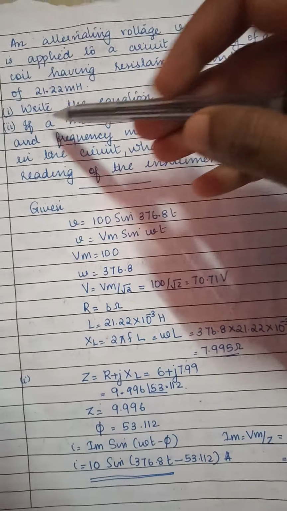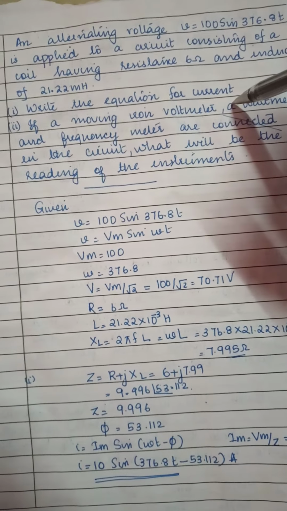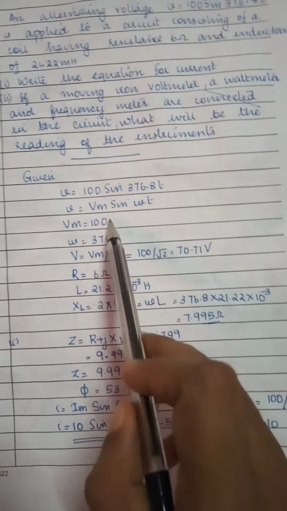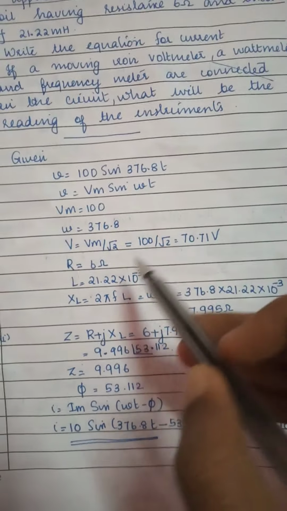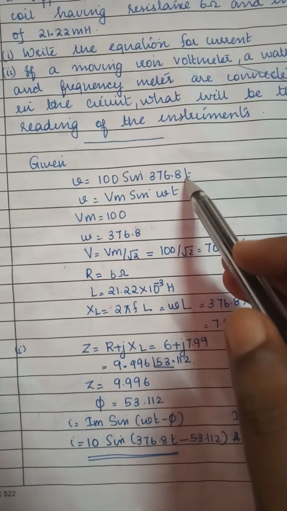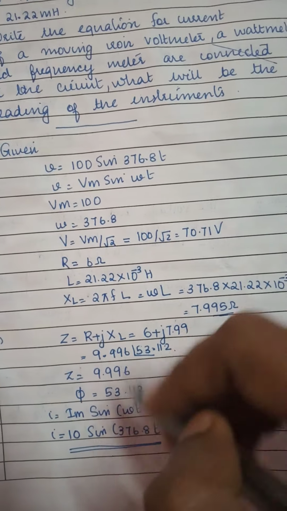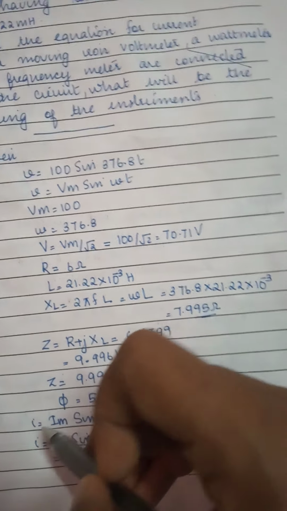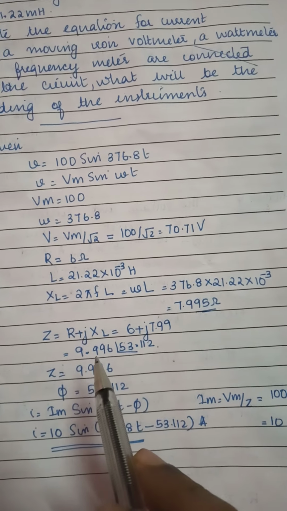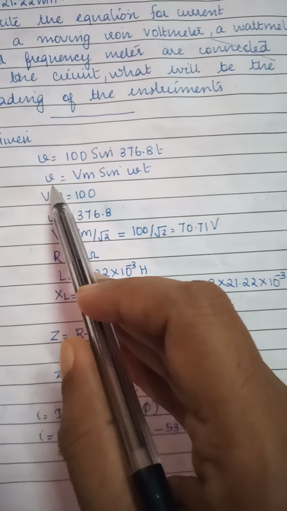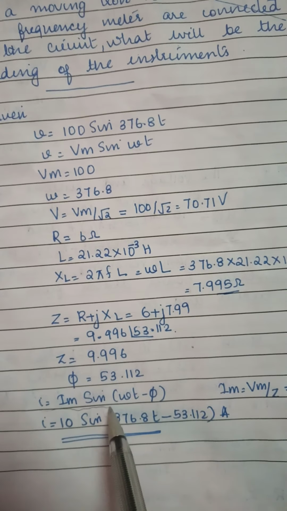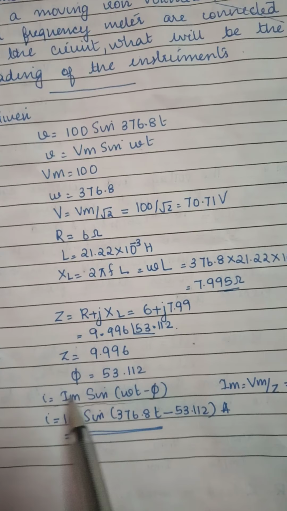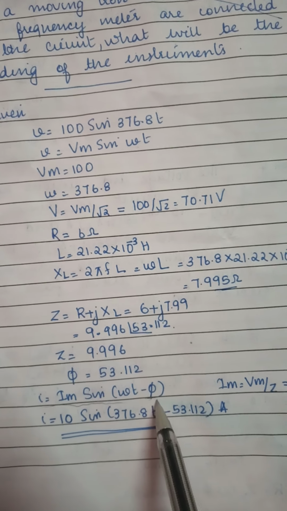Then first question, you have to write the equation for current. We know the voltage equation, v equal to Vm sin omega t. Then you have to write the current equation. Since it is an RL series circuit, current lags the voltage by an angle phi. We studied the theory of RL series circuit. If the voltage equation is v equal to Vm sin omega t, then surely the current equation will be i equal to Im sin(omega t minus phi), as current lags the voltage by an angle phi.